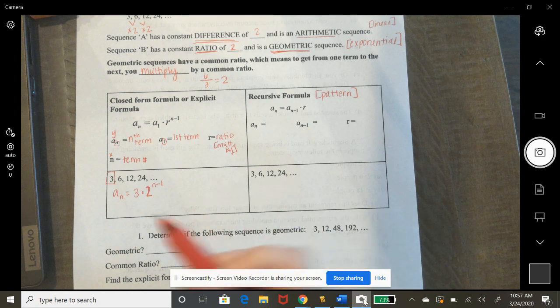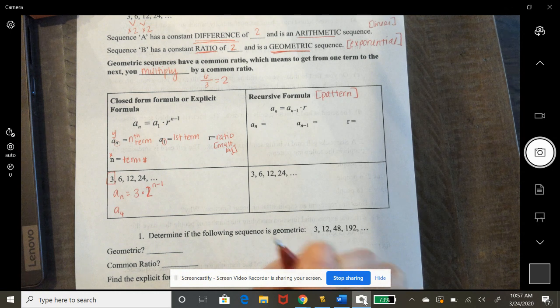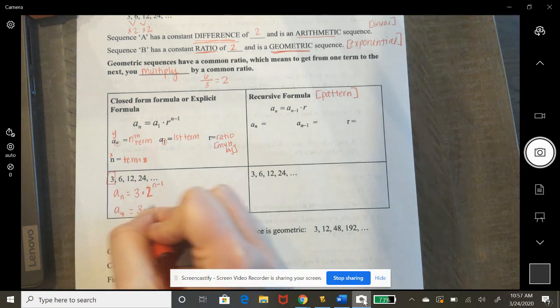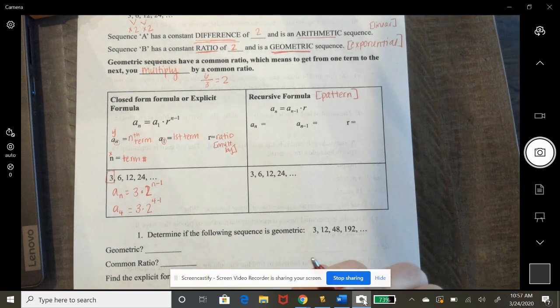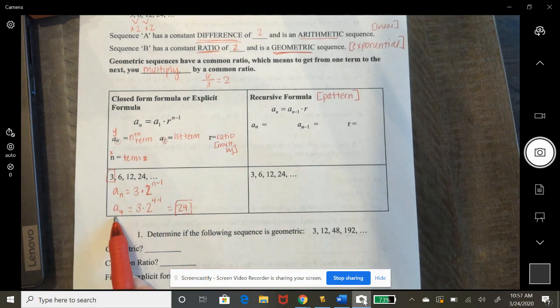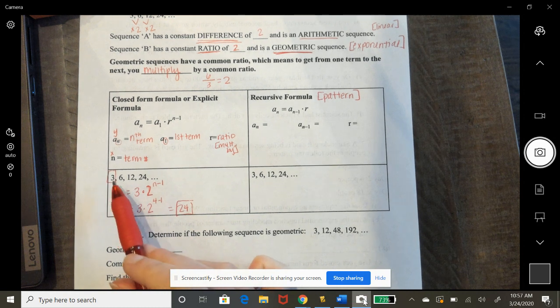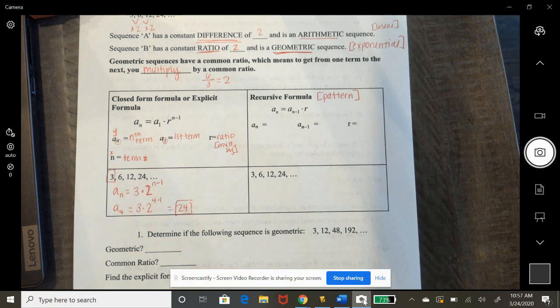Okay, if we wanted to find a specific term, it would say like find a_4 or find the 4th term. That's when you would go through and plug in a number. So we do 3 times 2 raised to the 4 minus 1. And so that's going to be 3 times 2 raised to the 3rd power, and that would give us 24. Okay, so that means our 4th term was 24, which we already had up here because this is term 1, 2, 3, 4. So our 4th term is 24. Okay, so this one's more useful. That's what you'll use if they want you to find a specific term.